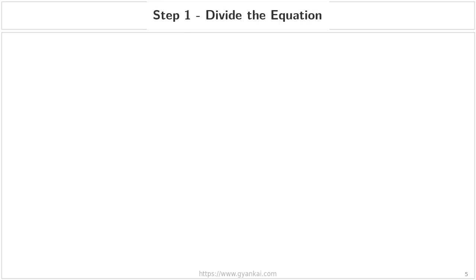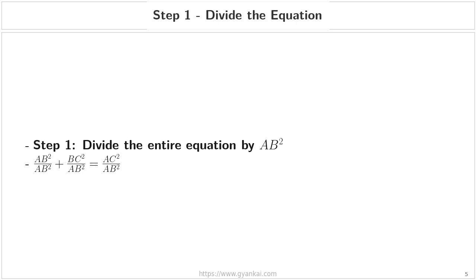Step 1. Divide the equation. Now that we have identified our goal, which is to introduce the tangent and secant ratios into our equation, let's move on to the first actual step of our derivation. As I mentioned on the previous slide, both tangent and secant share the same denominator, which is the base, AB. Therefore, to transform our Pythagorean theorem, we are going to divide every single term in the equation by AB squared. If you look at the screen, you'll see the equation rewritten this way.